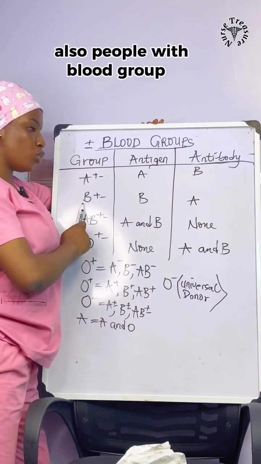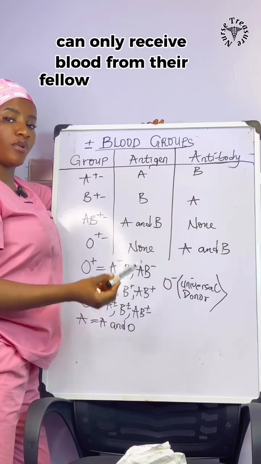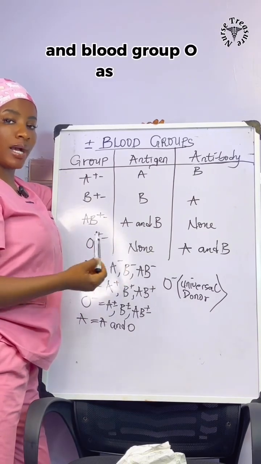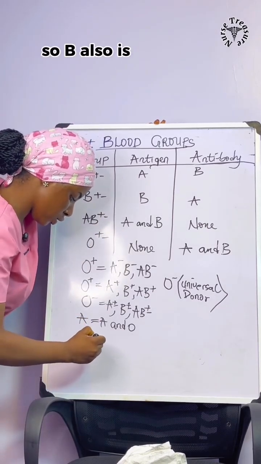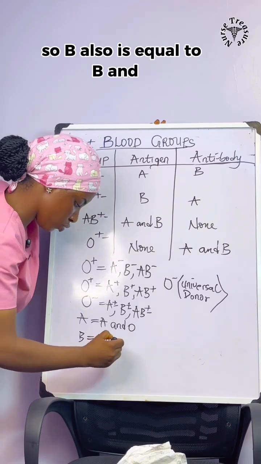Also, people with blood group B can only receive blood from their fellow blood group B and blood group O as well, depending on their rhesus factor. So B also is equal to B and O.